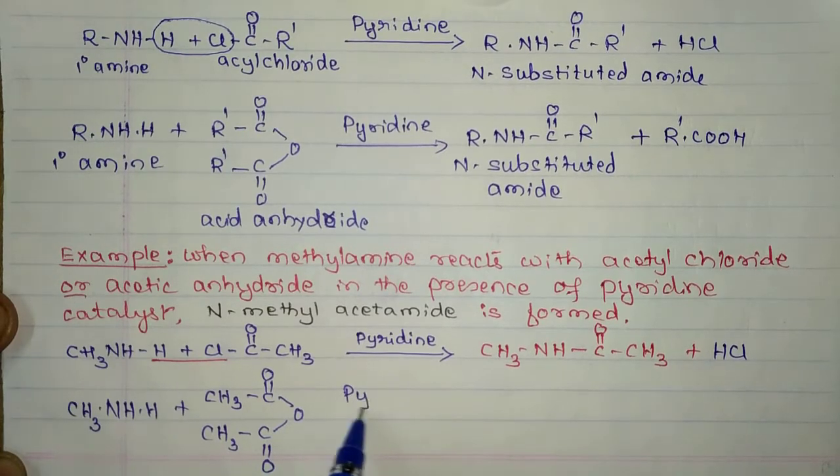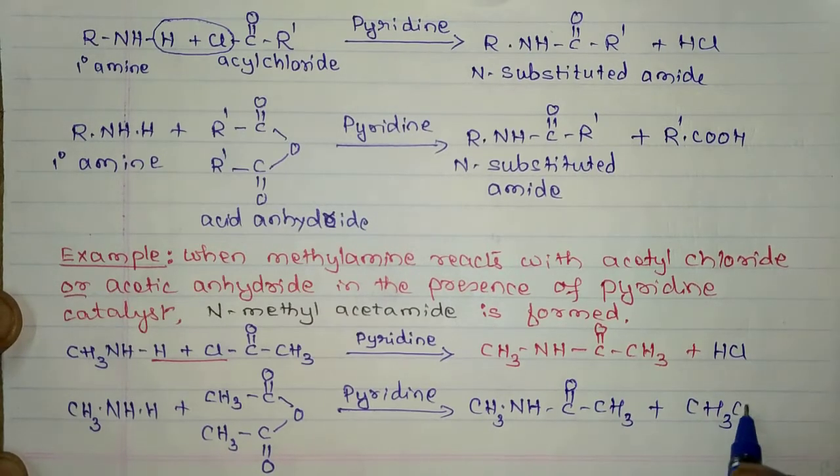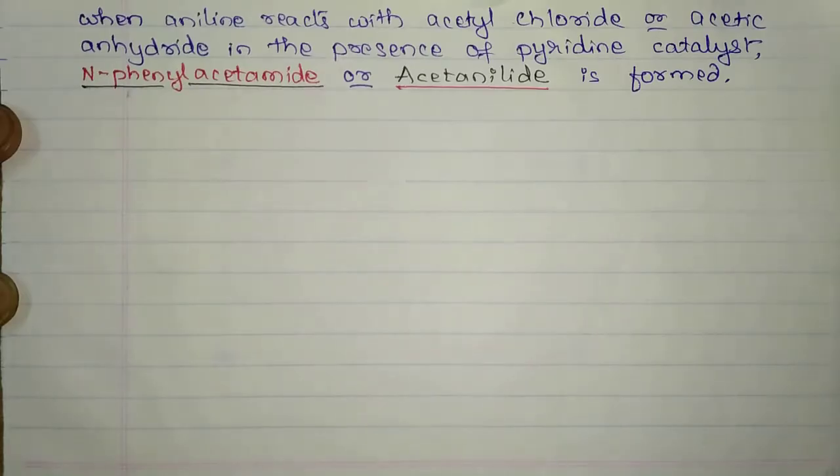In the presence of pyridine catalyst, you are going to get CH3NHCOCH3 plus CH3COOH. This is N-methyl acetamide. These are the examples. Let us discuss one more example.